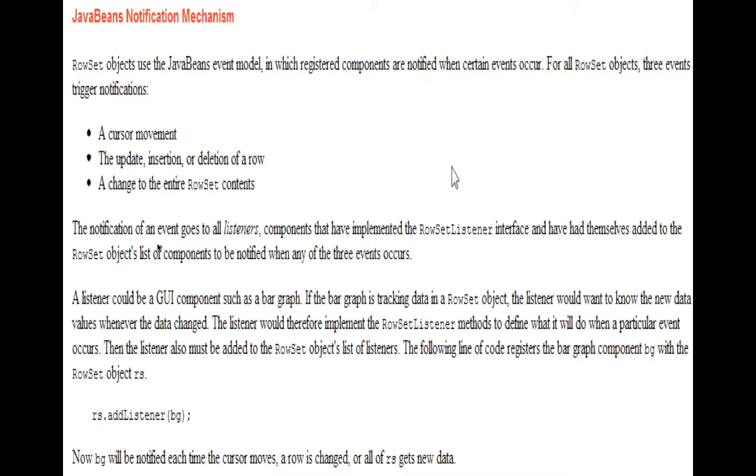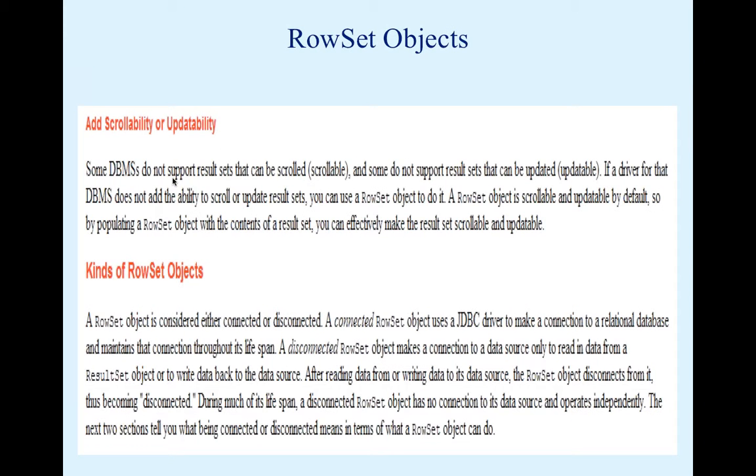Okay, and then changes to the entire row set contents. So you will know all these. The notification of an event goes to all the listener components that have implemented the row set listener. So you can say rowset.addListener, and you can add a listener. So you will know somebody added something, somebody updated. So event handling, event handling from Swing and so on, right? So they adapted something in here as well. So you will know any movements of the cursor, and you can act on it accordingly.